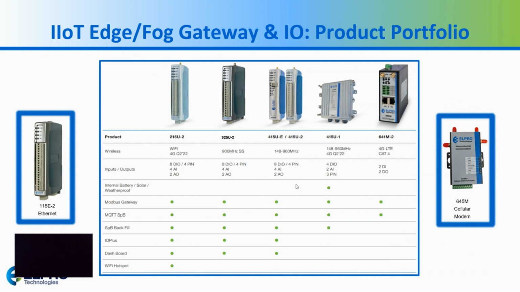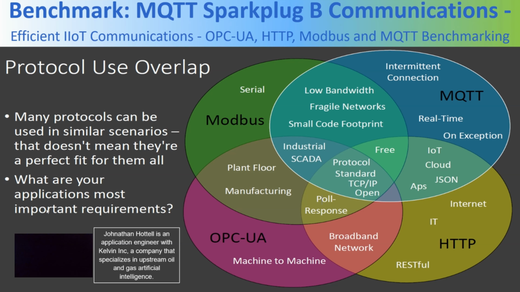And then with the 415U1, we have an ultra low powered unit that interfaces to the 415U2 or E to pass that data through a cellular connection to the cloud. We also have with the 115E2 direct connection via Ethernet.